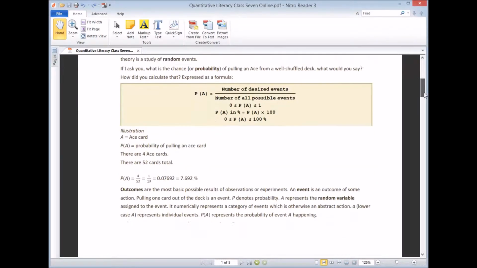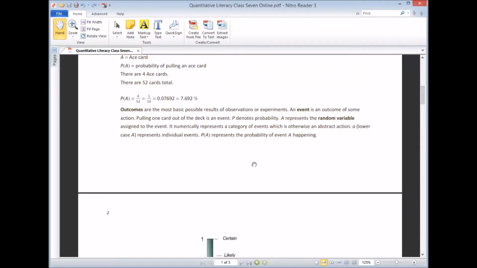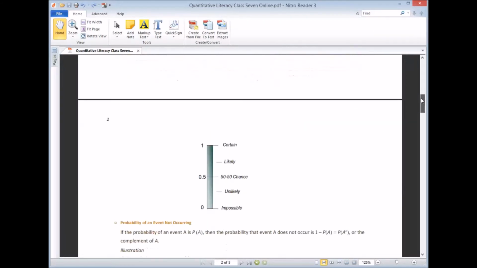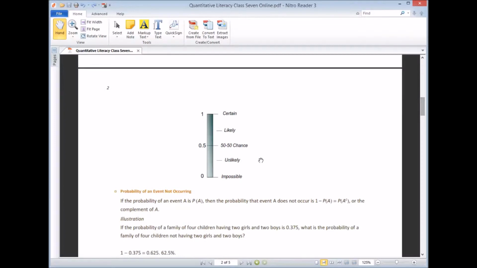A few other words you should know. Outcomes are the most basic possible events. An event is an outcome of some kind of action. For example, pulling one card from a deck is an event. P again is probability. A represents the random variable. So P of A represents the probability of event A happening, whatever the A happens to be. Probability ranges from 0 to 1, or 0 to 100%. If you get a probability that's over 1 or 100%, or a negative probability, you're probably doing something wrong. That's a quick tip.